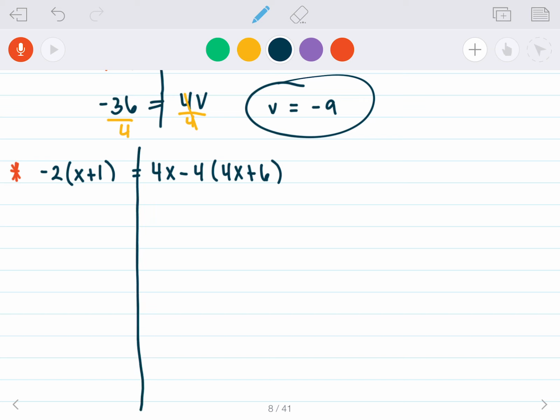Do I have parentheses to get rid of? I do. On this side, I have parentheses. I have negative 2 times x gives me negative 2x. Negative 2 times positive 1 gives me negative 2.